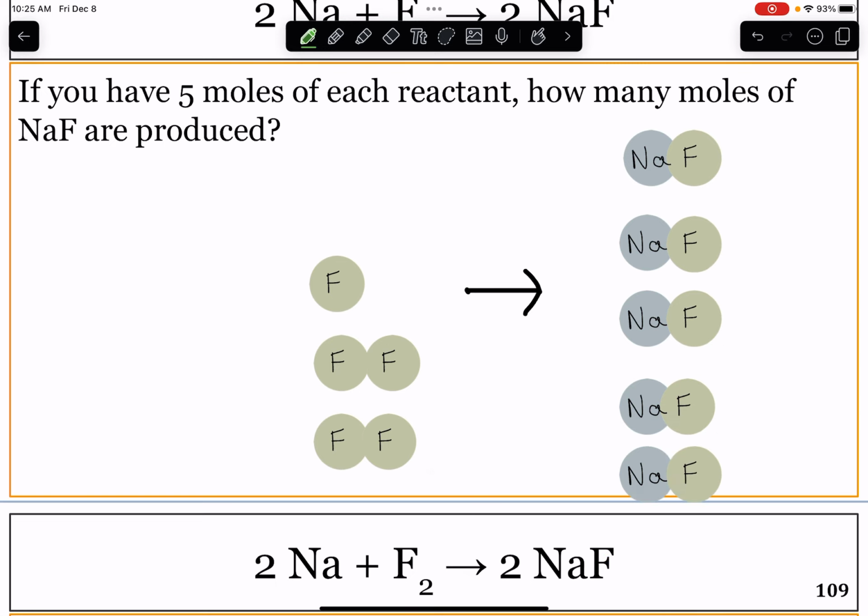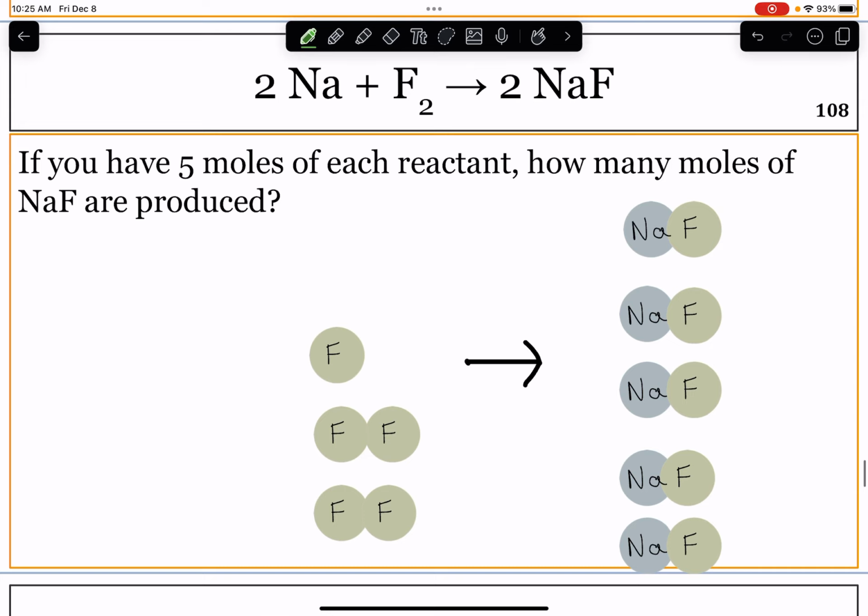So now we have run out of sodium. The Na runs out first. It is the limiting reactant, and we have made 5 moles of NaF. That is the answer to this problem. How many moles of NaF are produced? Only 5 moles. Yes, we have some fluorine left over. We have 2.5 moles of fluorine.